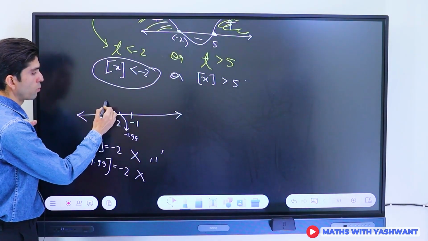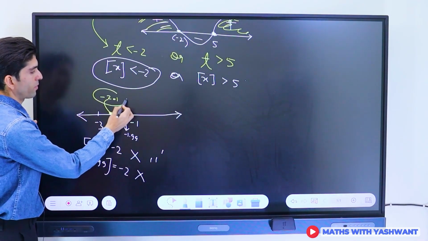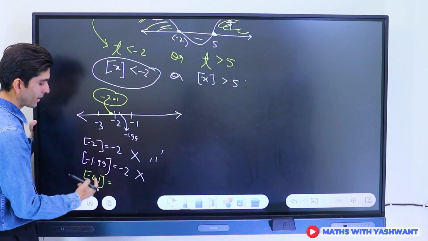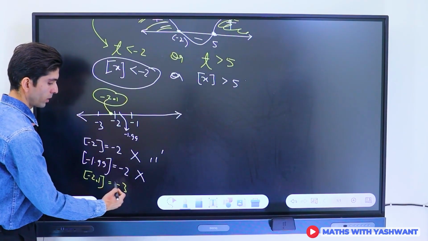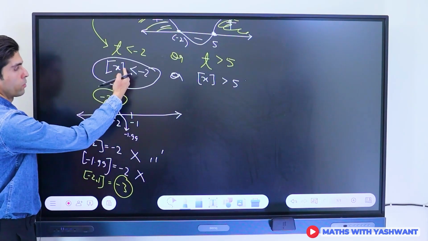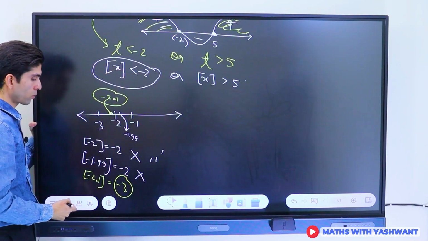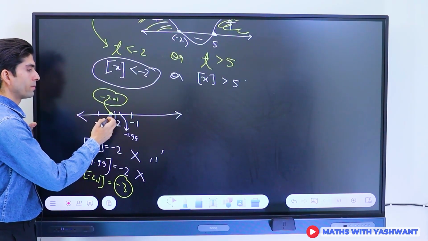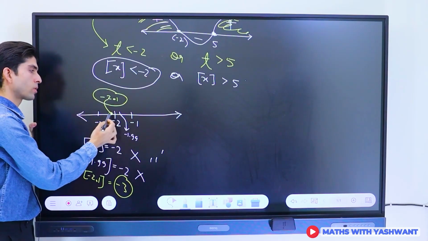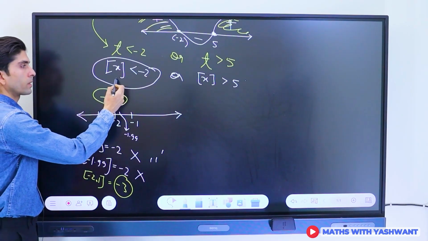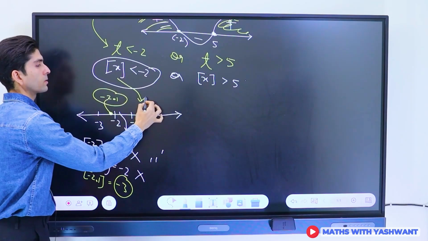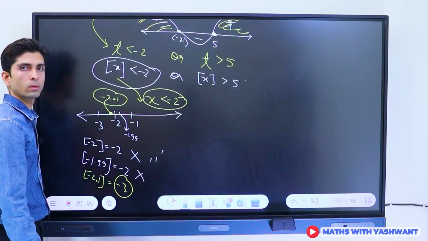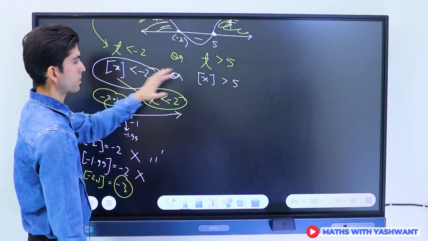Now what if I take some value from this portion? If I take, let's say, minus 2.1, roughly minus 2.1, its greatest integer will be minus 3, and minus 3 is less than minus 2. So this condition is satisfying here. Okay, so all the values of x that lie to the left of minus 2 satisfy this constraint. So this constraint is getting satisfied for x less than minus 2. Got it?